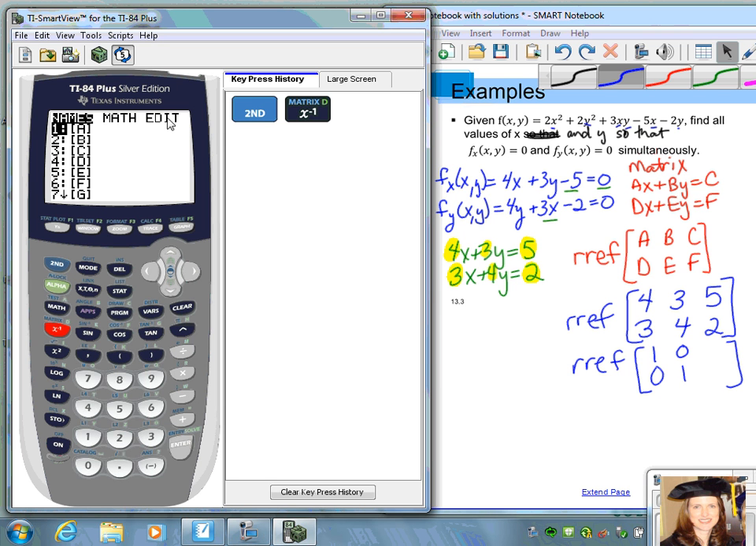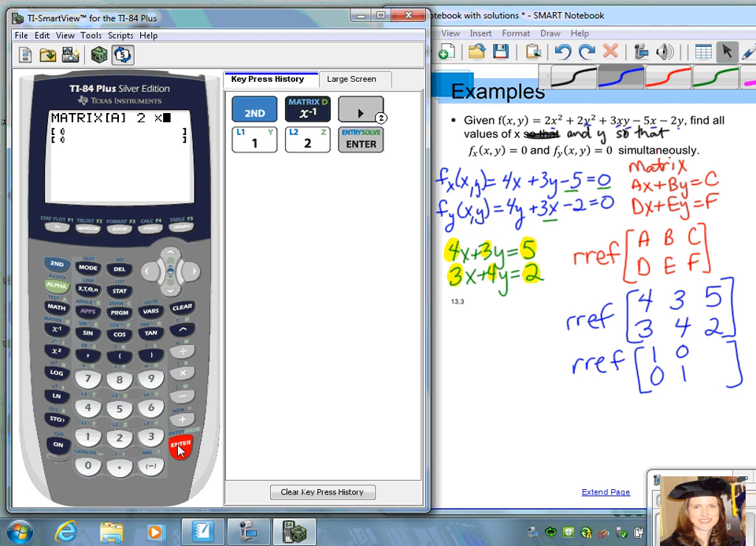We have to first edit the matrix. So I'm going to use the arrows to go to the edit menu, and I'm going to choose to edit matrix A, which is number 1. Now you have the ability to change the number of rows and columns. This has 2 rows, so type in 2 and enter, and it has 3 columns. Type in 3 and enter.